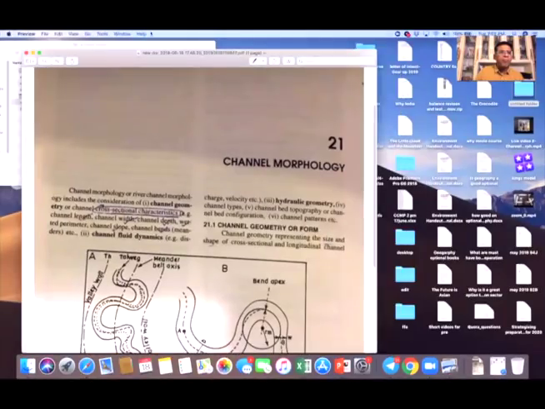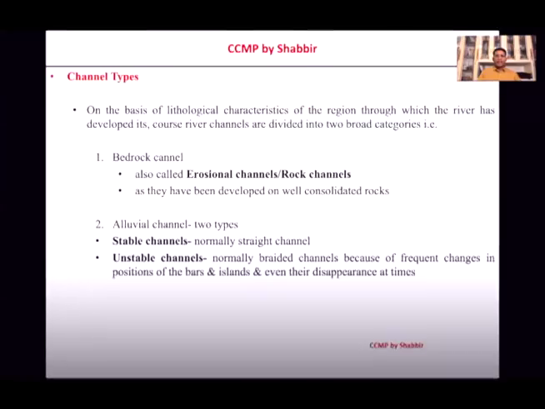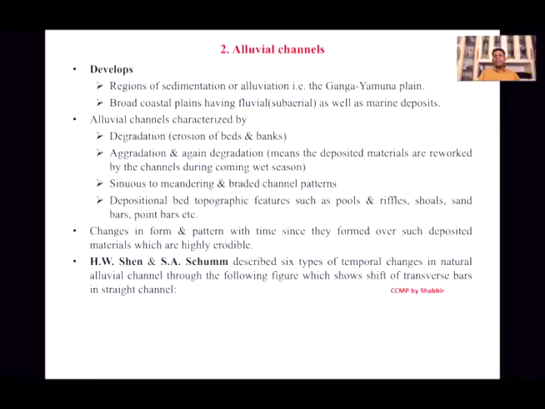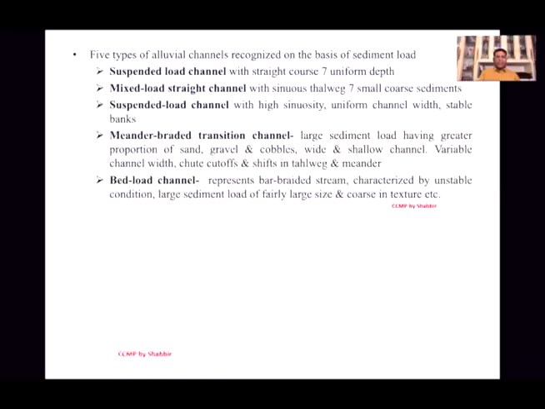Now, our concept tells us that when we are talking about sinuosity, sinuosity is about the relationship between the valley length and the channel length. So we have an equation here.